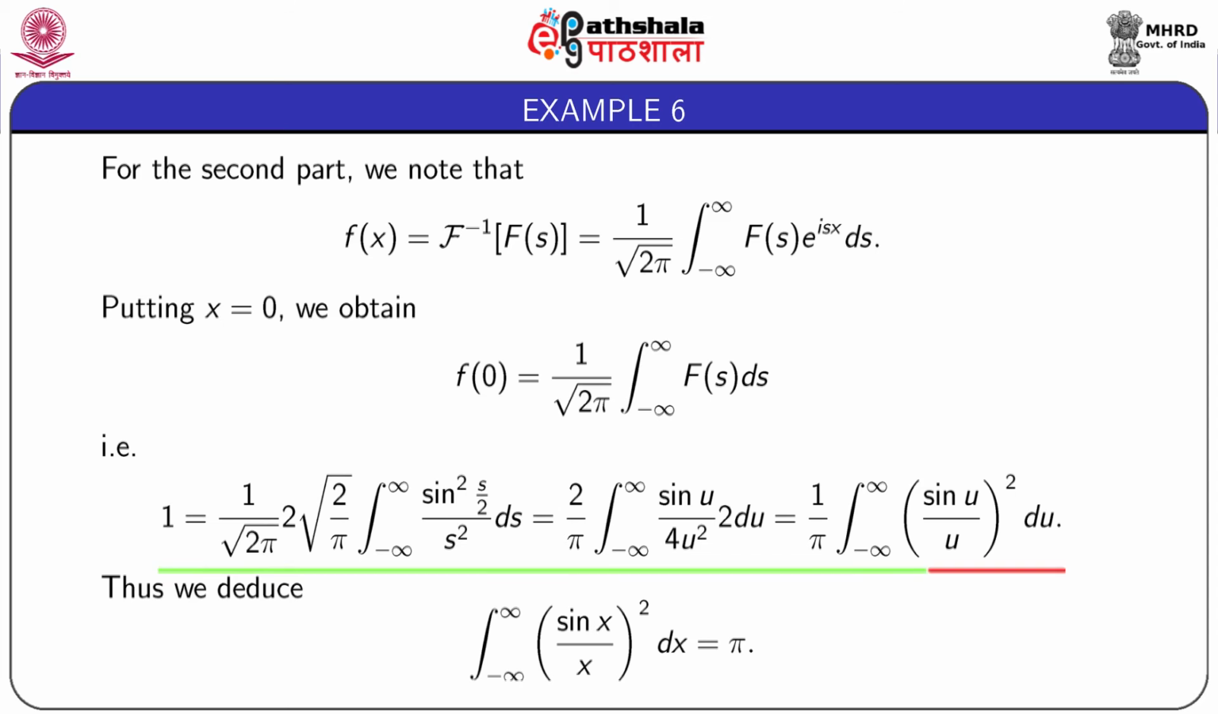which can be simplified as 1 by pi integral from minus infinity to plus infinity (sin u by u) whole square du. So, we deduce that integral minus infinity to plus infinity (sin x by x) whole square dx is equal to pi.